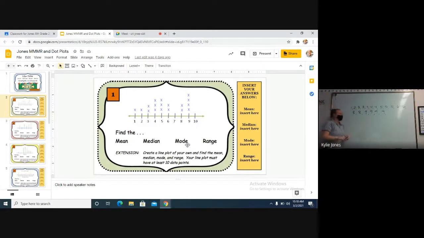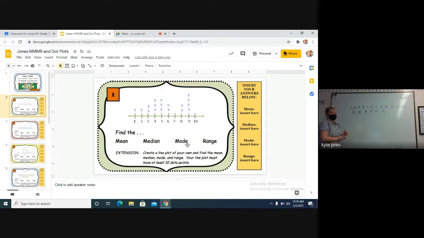So the amount of X's you see is the amount of times that you need to write the number in our data set. So it's a long list of numbers. There's a lot of numbers. But now that we have our list of numbers, we are able to find the mean, median, mode, and range of it all. The hardest part is writing out the numbers, the most confusing part. After that, we've been working on the mean, median, mode, and range, so hopefully that part comes pretty easily.